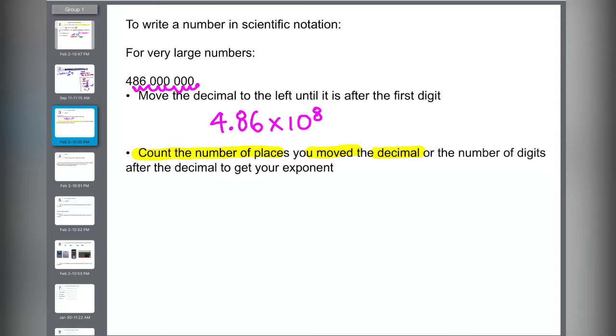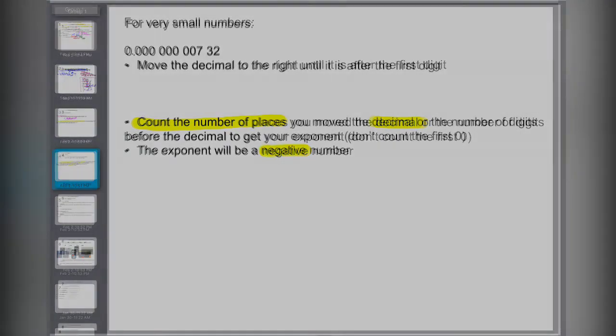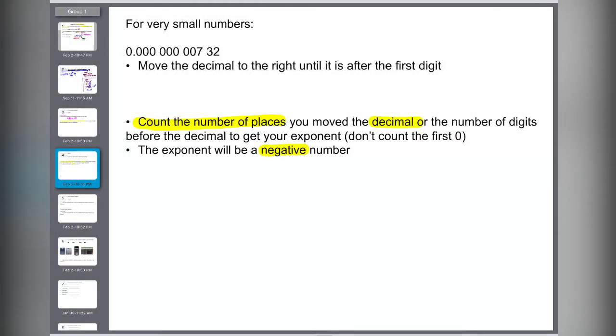Okay. How about really small number? The rule stays exactly the same. You still need to count the number of places you need to move the decimal place. But this time, when it's a really small number, instead of a positive exponent to make it bigger, we actually need to make it smaller. The same rules.